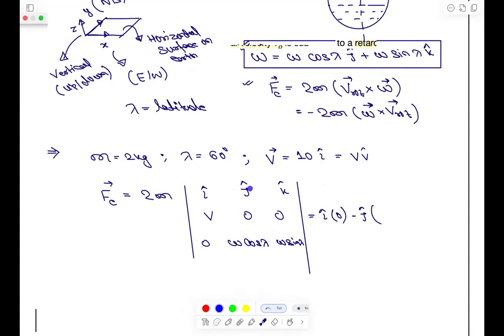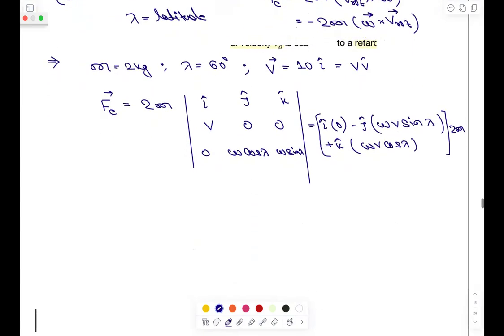Okay, so coming to minus j, what can we write here? Omega v sine lambda into 0, so it will be omega v sine lambda times 0, plus k cap. Similarly, we can write omega v cos lambda, and all of this is multiplied by the 2m outside, so 2m. So the vertical Coriolis force is what? The k cap component, right? It is simply 2mv omega cos lambda k cap.